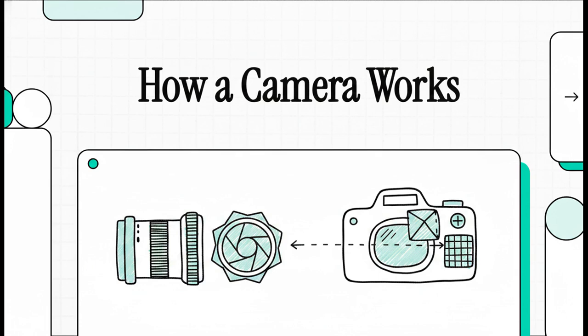In our last explainer, we laid out a massive truth bomb. Photography is really just about controlling light. It turns your camera into the ultimate eye. Today, we're taking the next crucial step with Lesson 2, how a camera works.